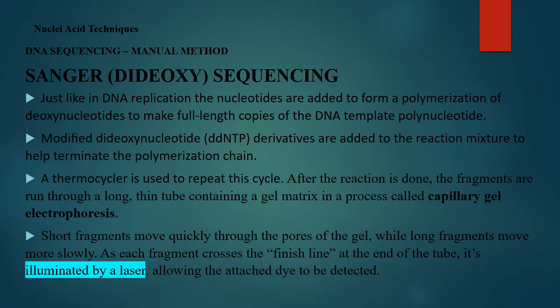Now, as each fragment crosses the finish line at the end of the tube, it is illuminated by a laser. So the fragments have been dyed, and the laser illuminates them, allowing the attached dye to be detected. So they are all passing out through a finishing line, and there's a laser causing illumination and helping identify that particular fragment that has come out through the output of this capillary gel electrophoresis chamber.